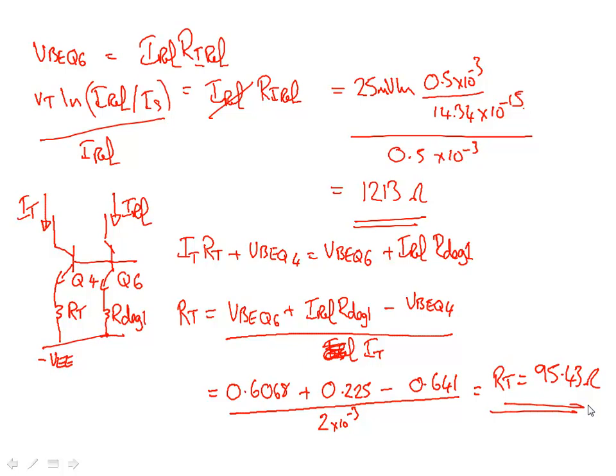So we've now designed all of our current source elements. Okay, we've got everything we need. We've got the reference resistor, I'll just put a little label on there actually, R I ref. Okay, so we've got our reference resistor, we've got our tail current resistor, and we've got our degeneration resistor.